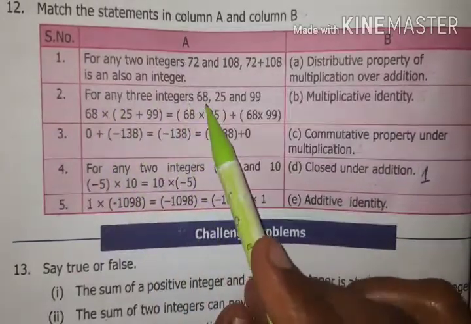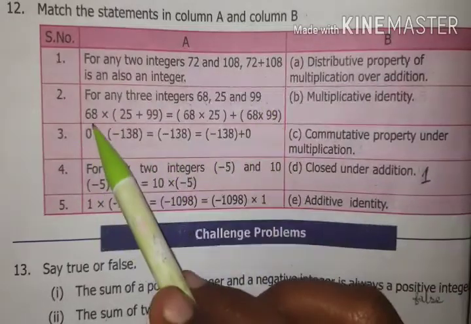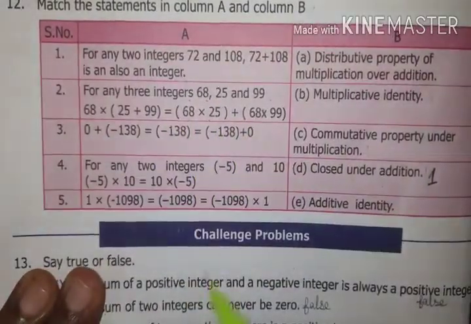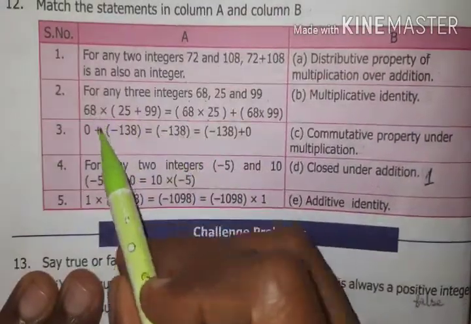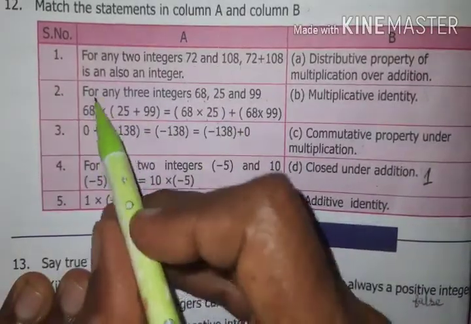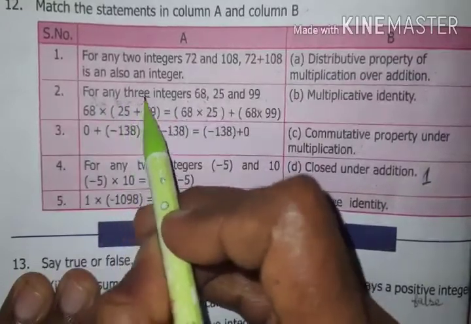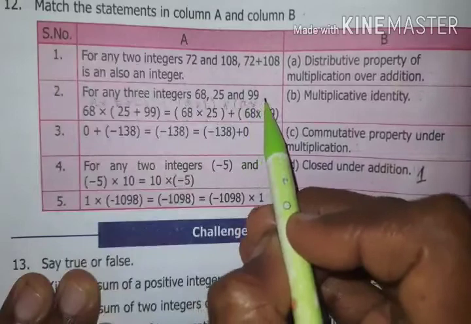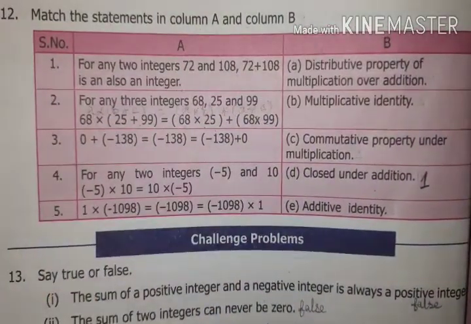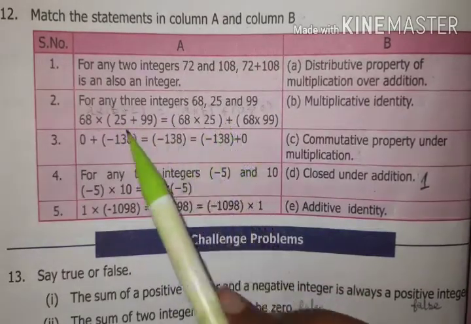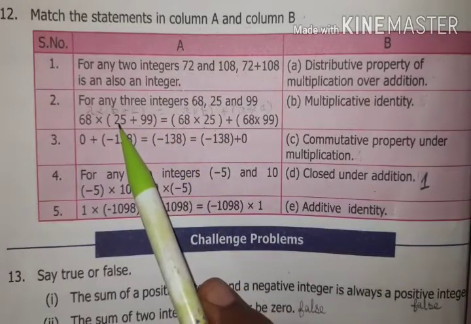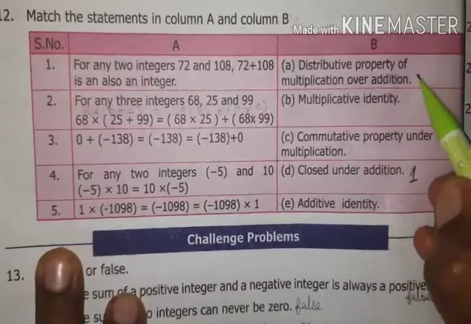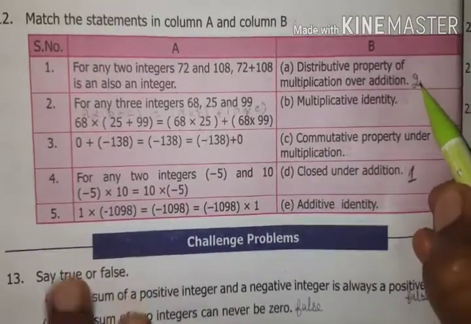Second question. For any three integers 68, 25 and 99, 68 × (25 + 99) equal to 68 × 25 plus 68 into 99. Here the property is A into (B plus C) equal to A into B plus A into C. Distributive property, multiplication over addition. So second answer is A.